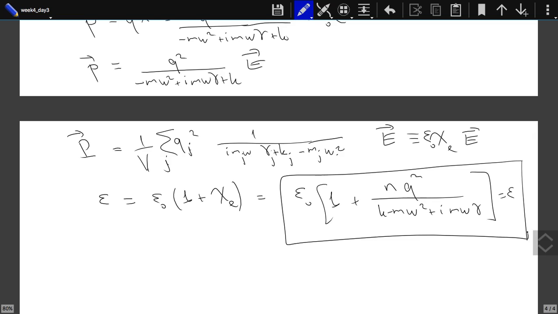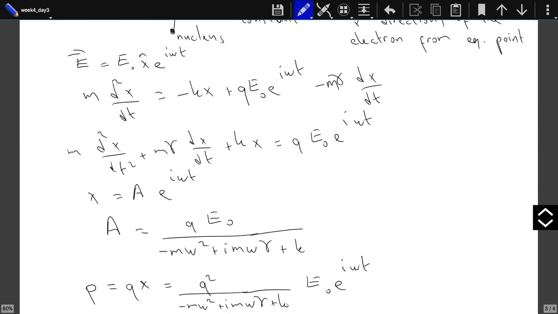Well, there are basically two things. One, it's imaginary, it's not real. Two, it depends on the frequency. Well, there are various cases you can consider. For example, you see this, let me define k over m as omega 0 squared.